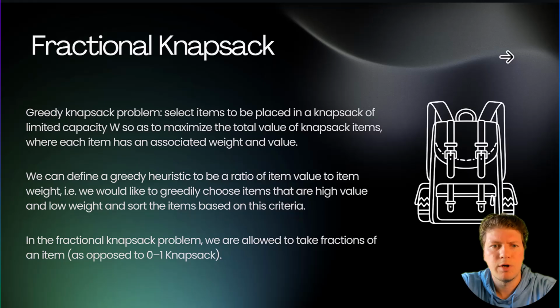So the knapsack problem is to select items to be placed in a knapsack of limited capacity W so as to maximize the total value of knapsack items, where each item has an associated weight and value. We can define a greedy heuristic to be the ratio of the value to the weight of the item. And then we would like to greedily choose items that are high value and low weight at the same time, and sort these items based on this criteria. In the fractional knapsack, we're allowed to take fractions of an item as opposed to 0-1 knapsack.